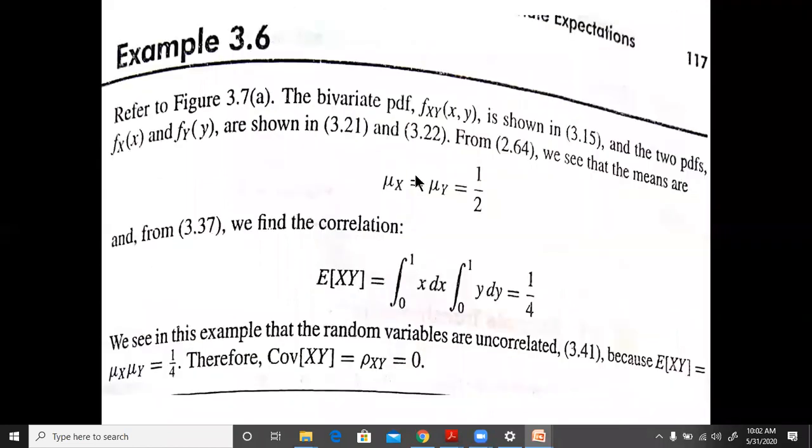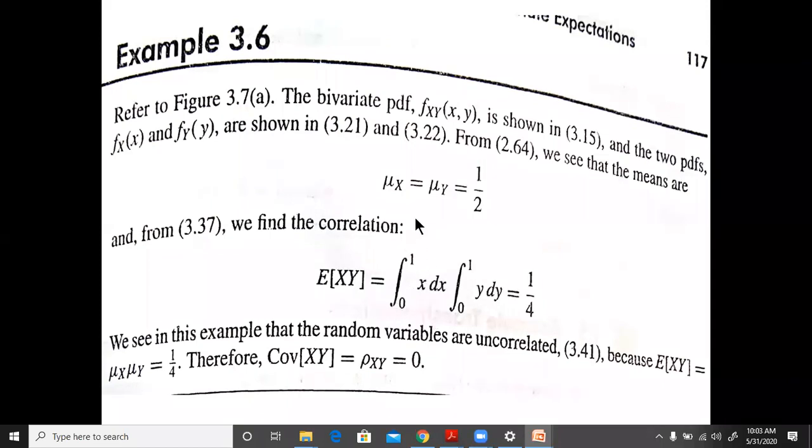Okay, so now let us take some examples. Let us assume that the means are mu x equal to mu y equal to half. Then E of xy is equal to the integral from 0 to 1 of x dx times the integral from 0 to 1 of y dy. If you integrate, it will be y squared by 2 and x squared by 2 with limits 1 and 0. So overall it will be equal to 1 by 4.